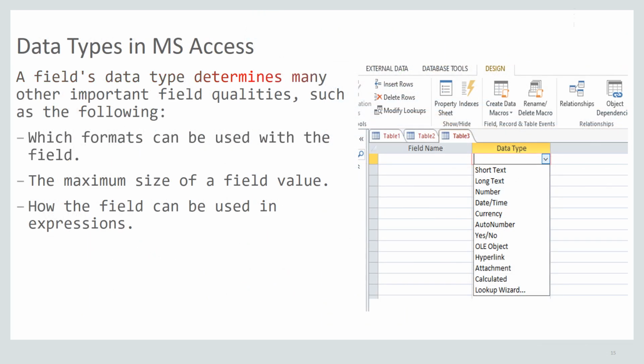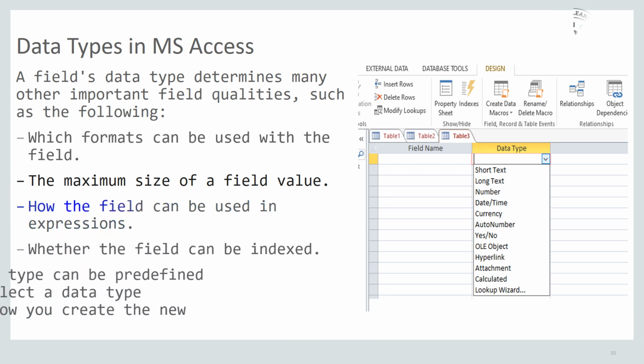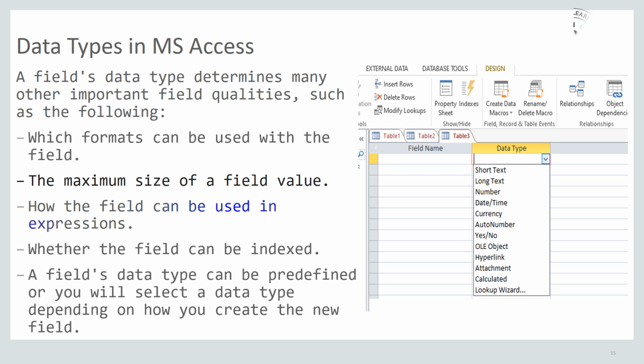A field's data type determines many other important field qualities, such as the following: which formats can be used with the field, the maximum size of a field value, how the field can be used in expressions, and whether the field can be indexed. A field's data type can be predefined, or you will select a data type depending on how you create the new field.